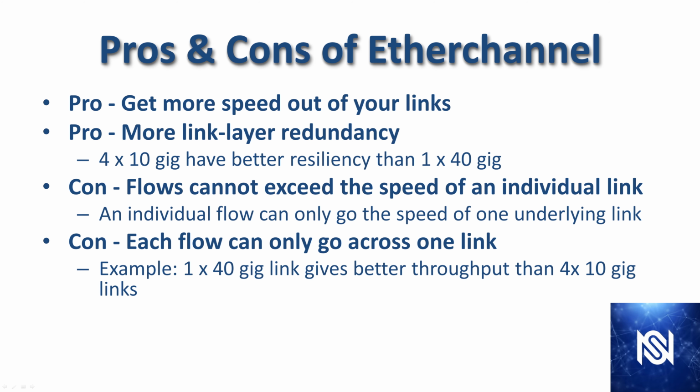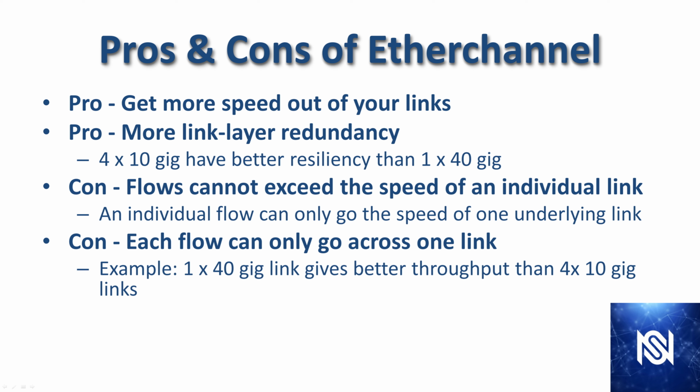And here we've got the pros and cons of Etherchannel. One of the pros is that you get more speed out of your links, and you actually have more link layer redundancy. For example, if you had 4 links in one Etherchannel, a 4 by 10 gig link would have better resiliency than a 1 by 40 gig link. Because if one of 4 links fails, then you still have the 3 other links to forward traffic, whereas if you only have one link, then if that one fails, then you have nothing.